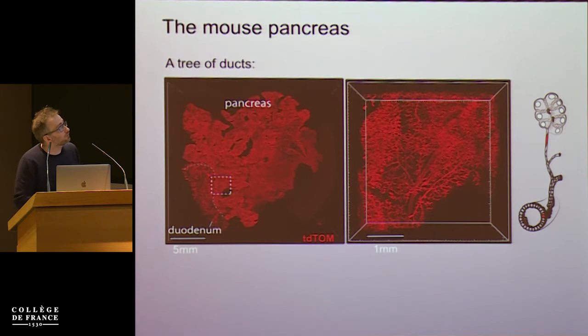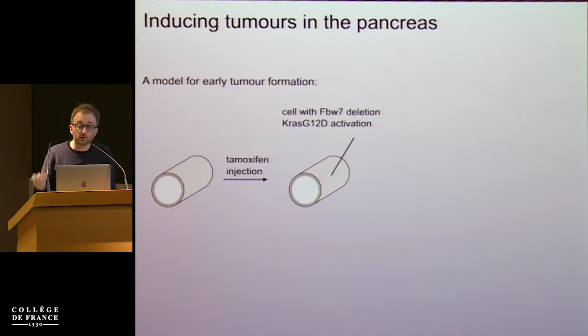What you can appreciate looking at this tissue is that the pancreas has this complicated tree structure. This is a schematic here. As you go deeper into the tree, you encounter ducts, tubes, which get smaller and smaller, and at the end, the tubes are capped by acinar cells, which secrete enzymes inside the tube. The reason why this lab is interested in the pancreas is because they want to study pancreatic cancer.